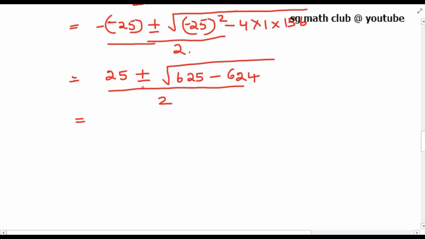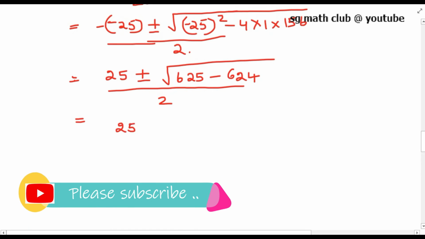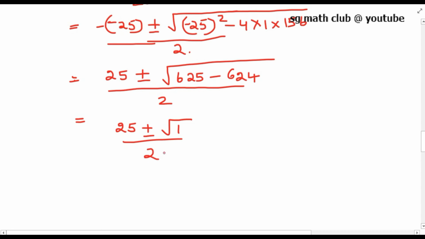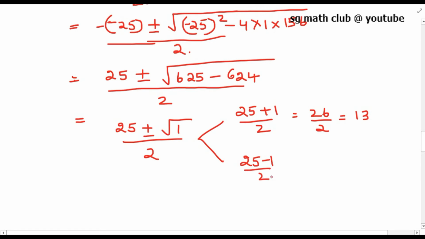So we have 25 plus or minus square root of 625 minus 624, divided by 2, which is equal to square root of 1 divided by 2. So square root of 1 is 1 only. 25 plus 1 divided by 2, 26 by 2, which is equal to 13, and 25 minus 1 by 2, which is 24 by 2, equal to 12.